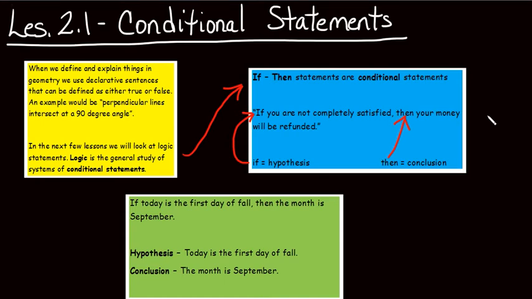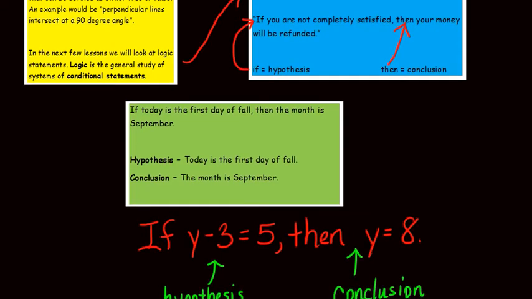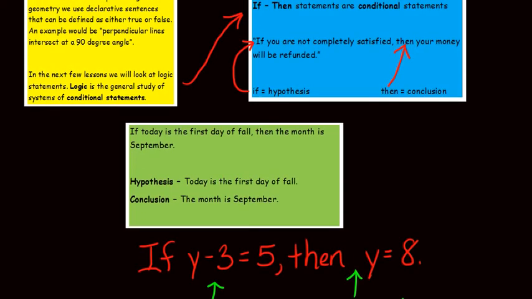The if part is the hypothesis. The then part is the conclusion. In the green box here below, I have written another one. If today is the first day of fall, then the month is September. The hypothesis is today is the first day of fall. The conclusion is the month is September.